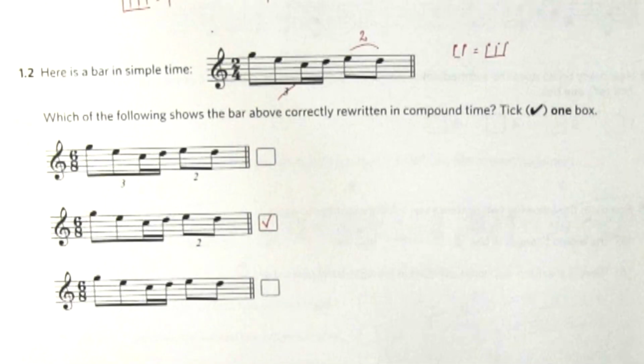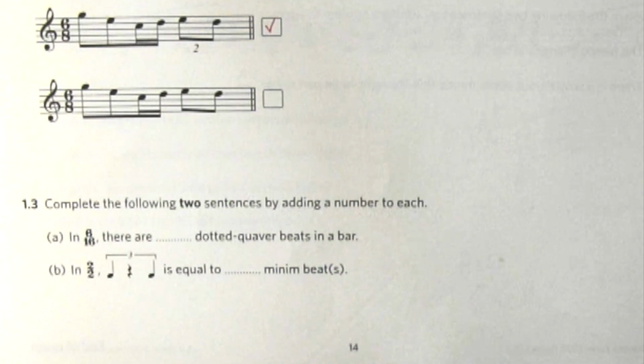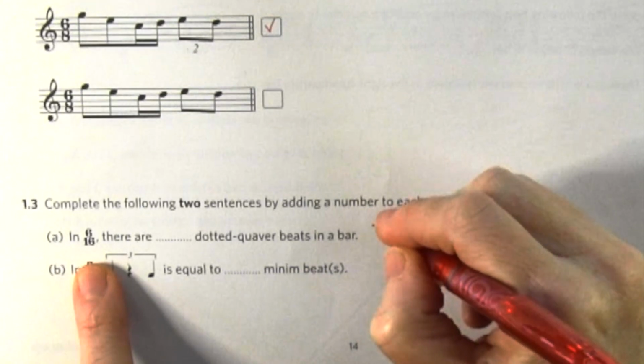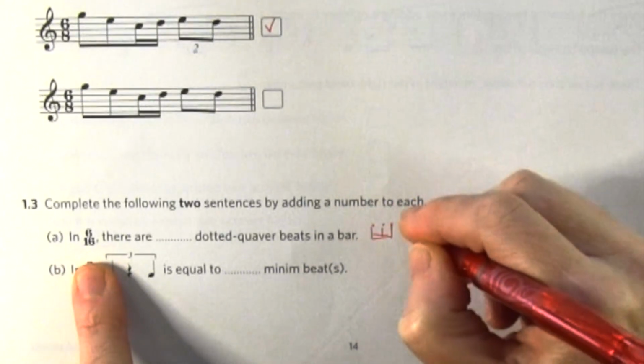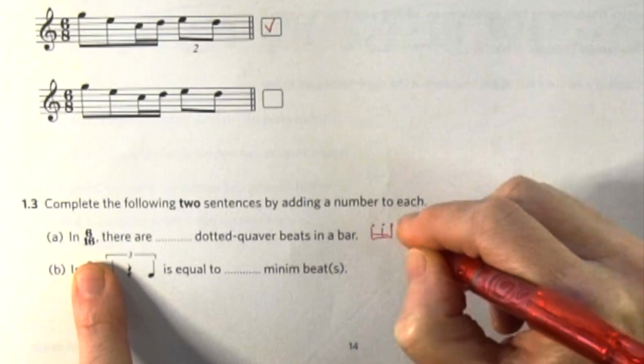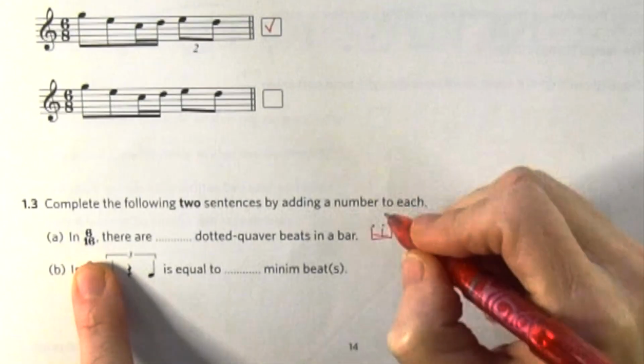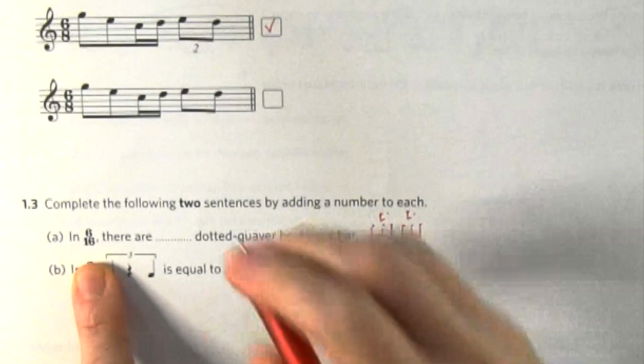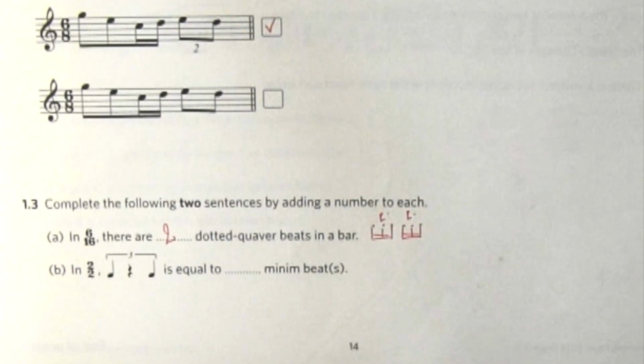Question 3. In this question, we have 2 sentences and we need to add a number each. In 6/16, that means 6 semiquavers in a bar. Each of them is a dotted quaver. We have how many dotted quaver beats? 2. I've answered that already.